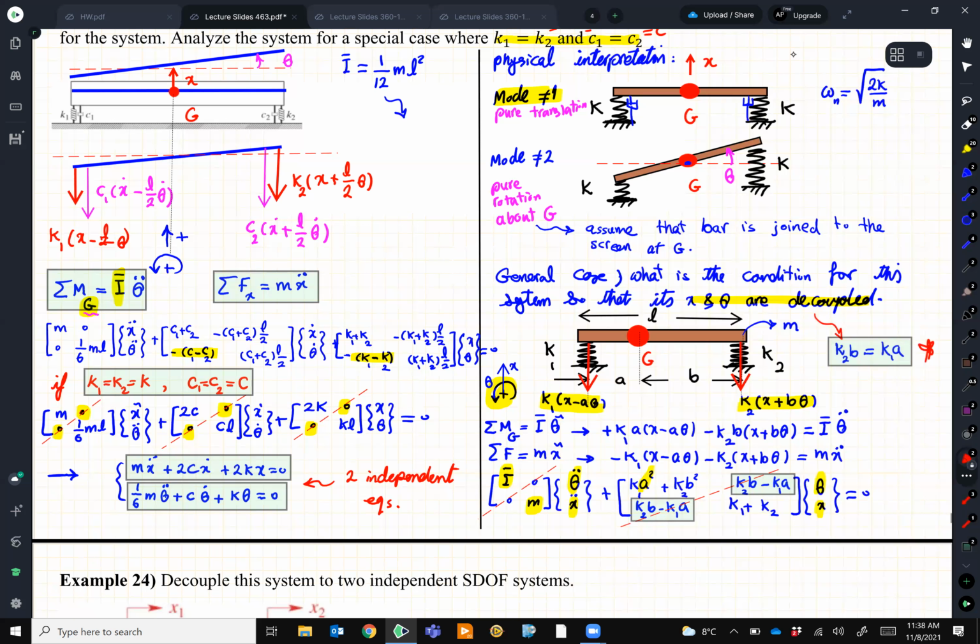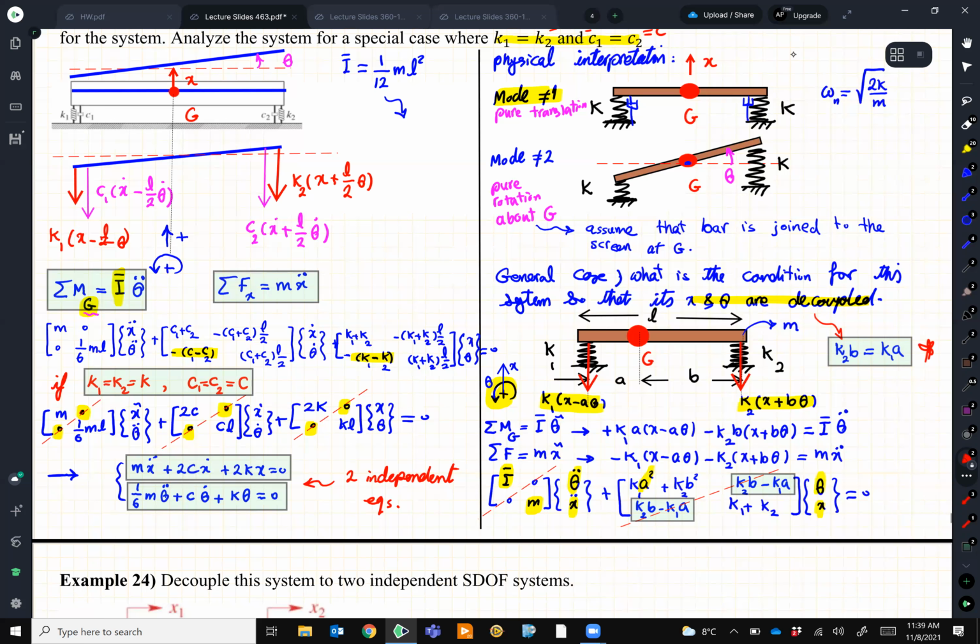So something to know, and why this is useful? Sometimes in the design of a system, you want it to only move up and down when you excite it. You don't want any rotation, because when the system is decoupled, it has this condition.